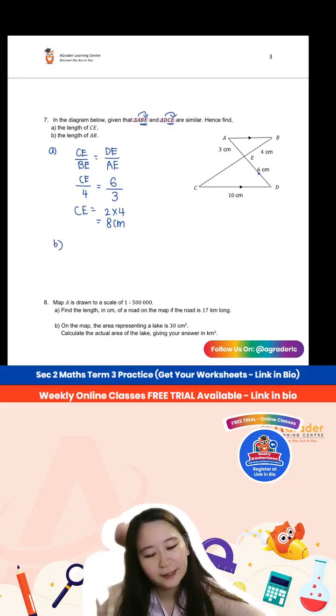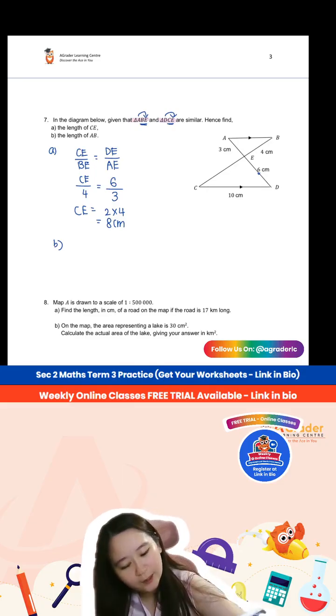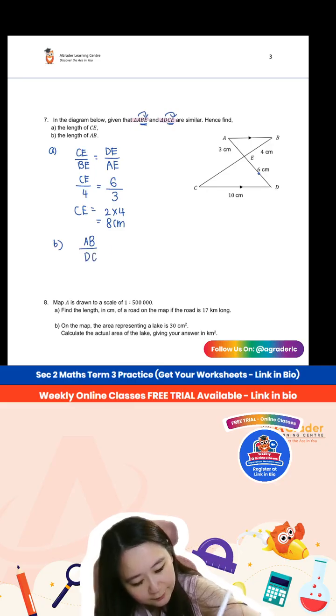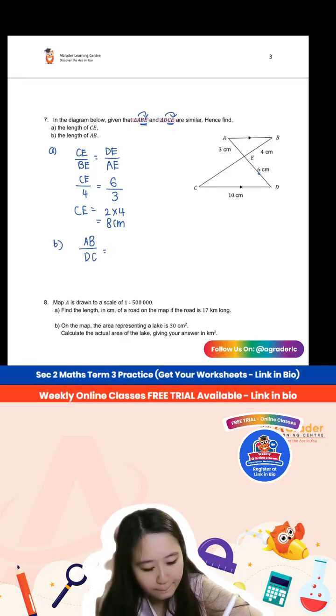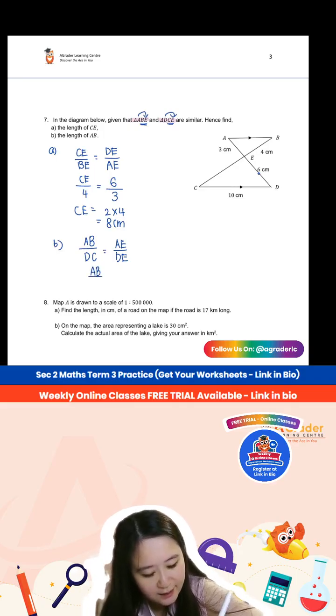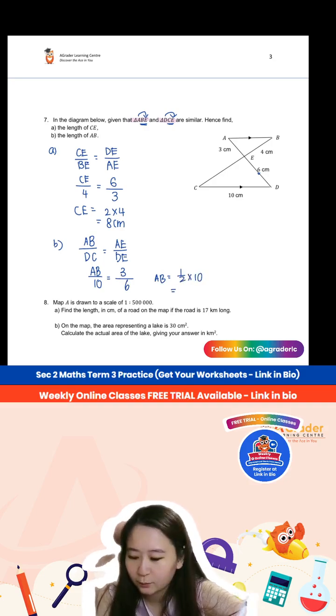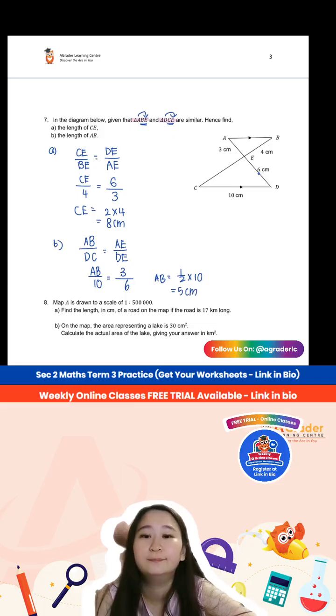Part B, find the length of AB. So AB will correspond to DC equals to AE over DE. So AB over DC, DC is 10 cm, AE is 3, and then DE is 6. So AB equals to half times 10, which will give us 5 cm.